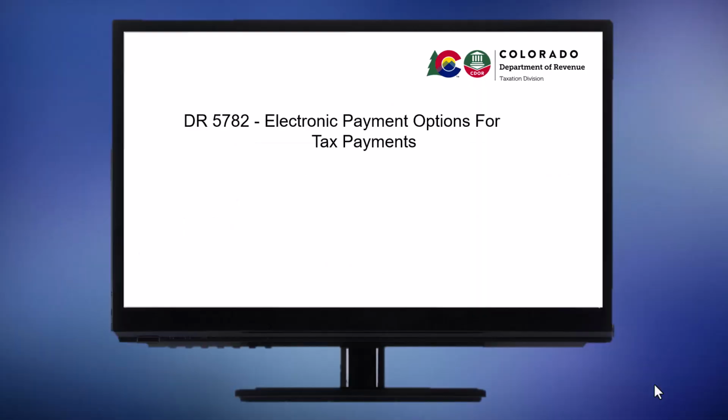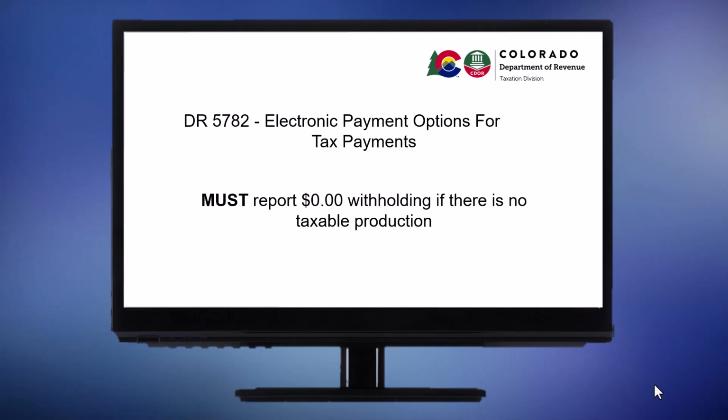Form DR 5782, Electronic Payment Options for Tax Payments, contains information about the available electronic payment options for tax payments. The required oil and gas severance tax withholding must be remitted to the department monthly by electronic funds transfer or EFT. If there is no taxable production and therefore no required withholding for the month, the withholding agent must report $0 withholding through the department's EFT system.